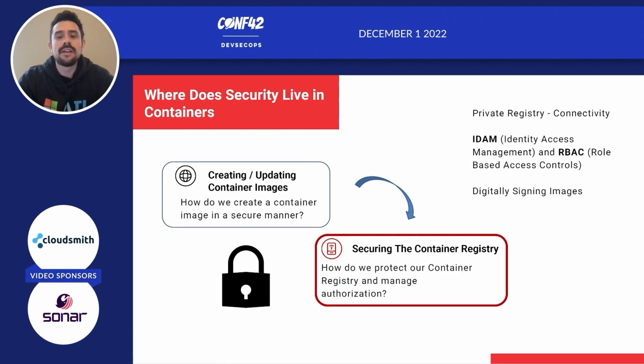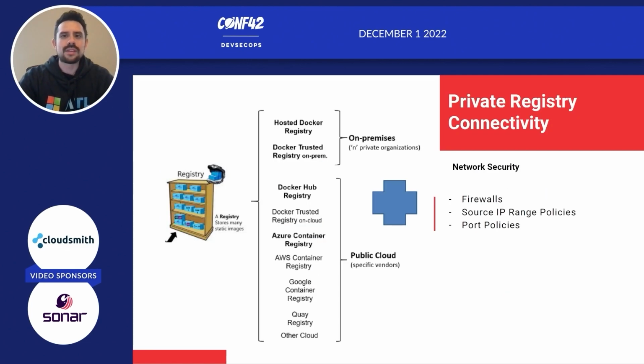The next phase in our cycle here is securing that container registry. I want to talk about a few concepts as outlined in this slide. First up is considering what a private registry is. Well, really, a private registry is nothing more than a regular public registry, but it is segmented by having stronger network security policies in place. Now, these can be things like firewalls, source IP range policies, or port policies. The importance here is security by not even knowing that a registry exists and only granting individuals, or in this case, networks, the ability to connect to your registry on a need-to-know basis.